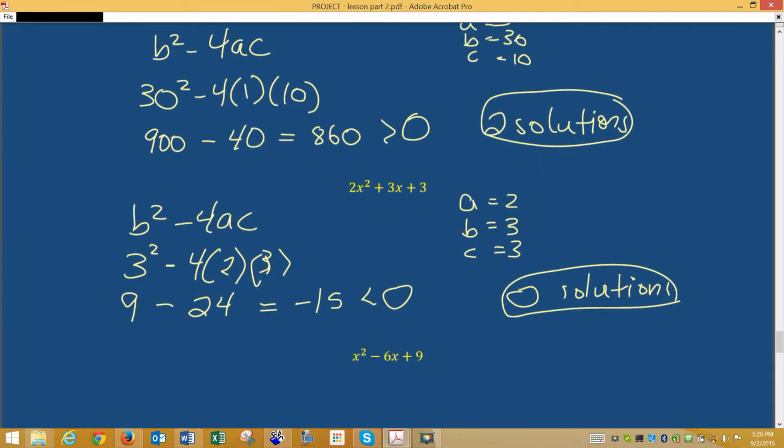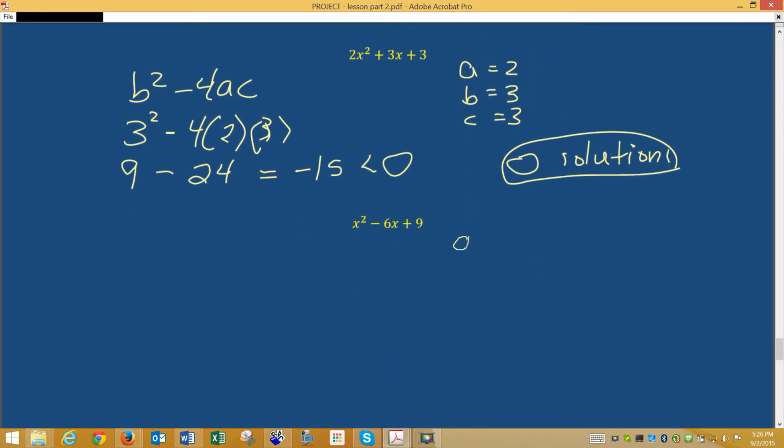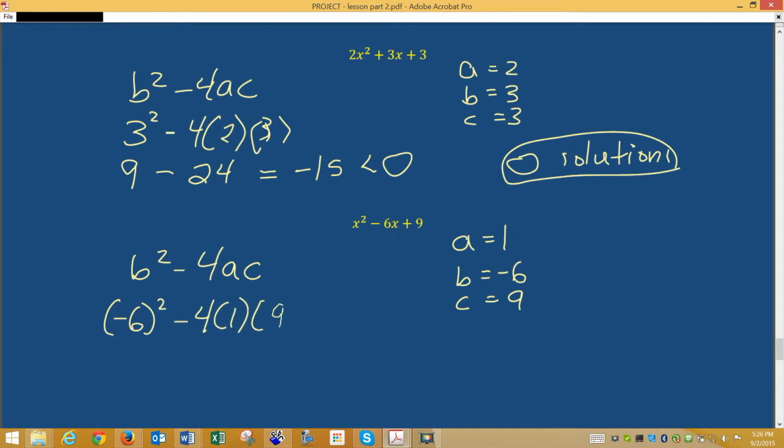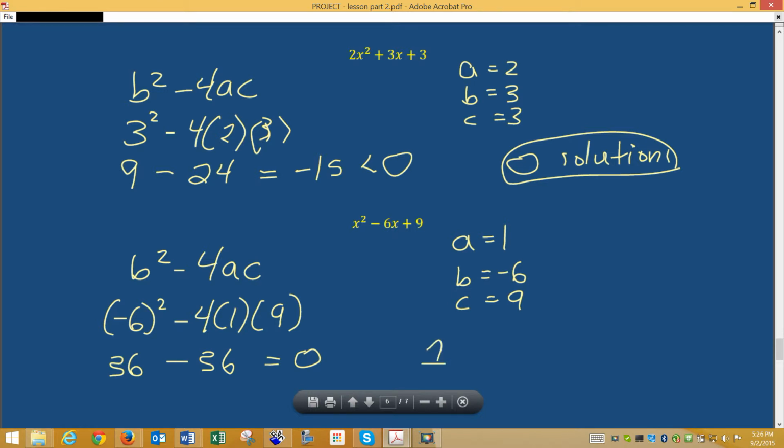Okay, last one. A is 1, b is negative 6, and c is 9. So I'll write out the discriminant, b squared minus 4ac. B is negative 6, a is 1, c is 9. So 6 times 6, negative times negative is a positive, minus 4 times 1 is 4, times 9 is 36. 36 minus 36 equals 0. So there is just one solution.